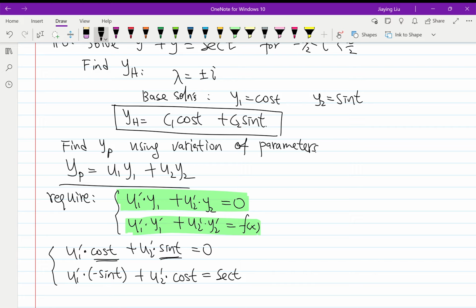Because we have the secant in the second equation, and secant is 1 over cosine, I'm going to take the second equation and multiply by cosine, and take the first equation and multiply by sine. The benefit of this is that secant times cosine becomes 1, so we have 1 to work with, and we still have a 0 here.